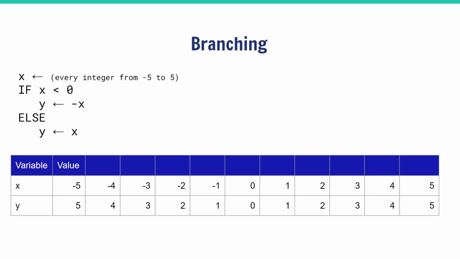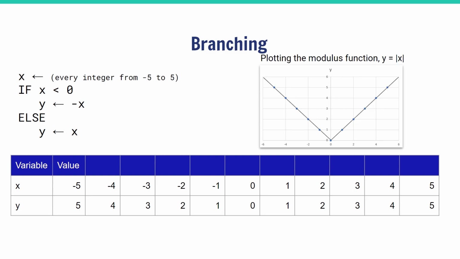If we were to repeat that sequence of pseudocode and have the value of x take on every integer from -5 to 5, so we repeat that 11 times, we get the following table of values, and if we were to plot that, we would see the modulus function.